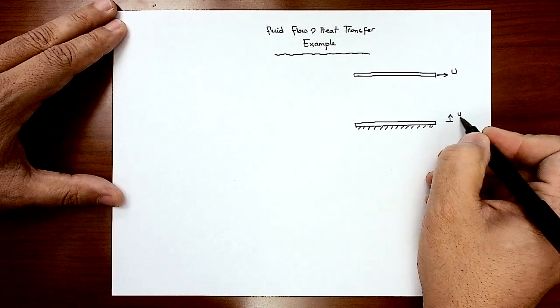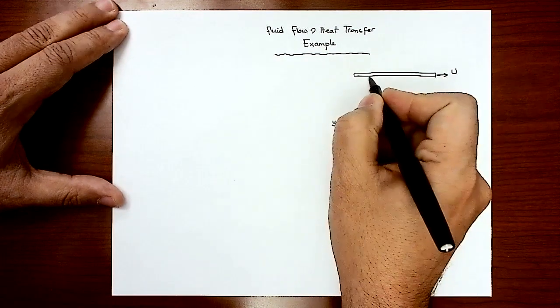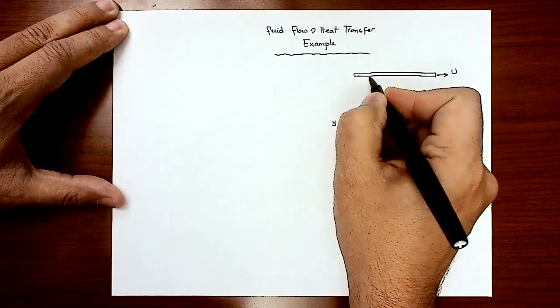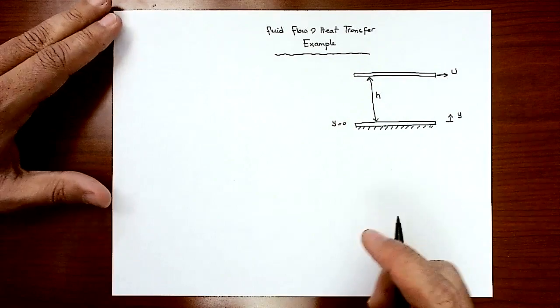So this is the y coordinate. So this is y equal 0, and the separation distance between the two plates is said to be h. So that's the Couette flow.